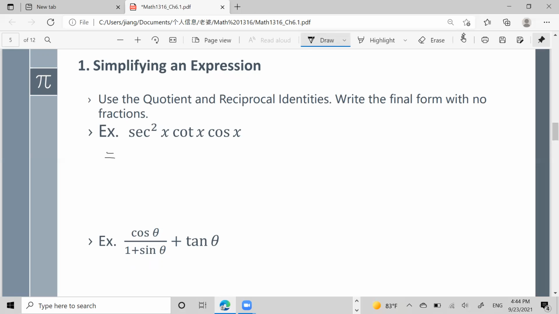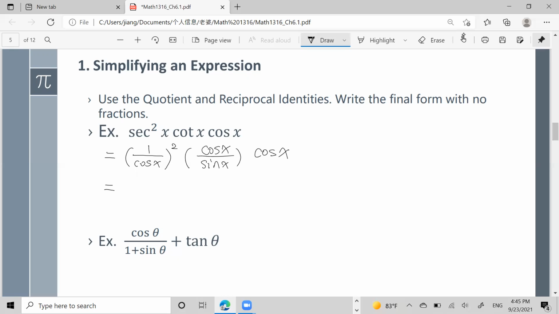So secant, use the reciprocal rule. Secant x equals the reciprocal of cosine x, that's 1 over cosine x. Don't forget the squared. And cotangent x, converted using the quotient rule, is cosine x over sine x. And then cosine x is cosine x. Look, the bottom has cosine x, the top has cosine x, and here is squared. I can cancel them out.